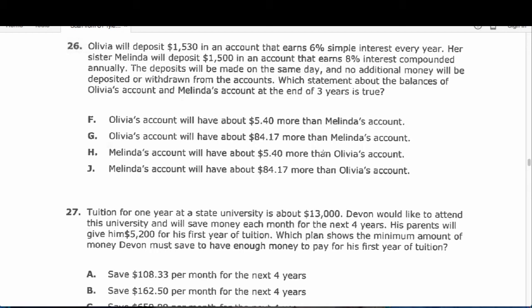F. Olivia's account will have about $5.40 more than Melinda's account. G. Olivia's account will have about $84.17 more than Melinda's account. H. Melinda's account will have about $5.40 more than Olivia's account. J. Melinda's account will have about $84.17 more than Olivia's account.